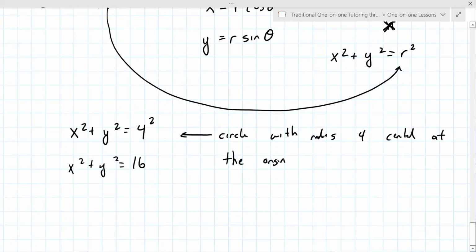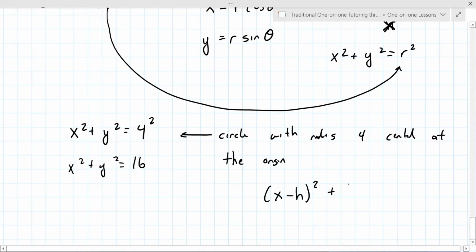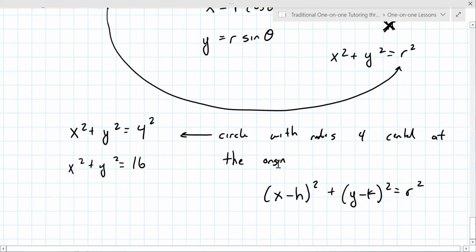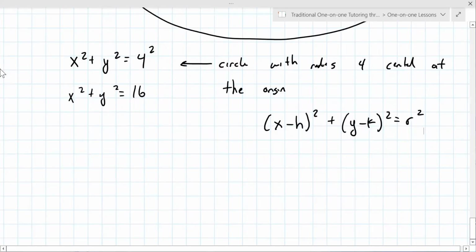Now, how did I know that? Well, you're supposed to know that too, because you previously took a course, probably geometry, where they covered this. Does that look like something you might have seen before? So in this problem, H and K are 0. That's why it's centered at the origin. They're not present in this problem. If H is 0, it becomes X minus 0 squared, which is X squared. K is 0, it becomes Y squared.